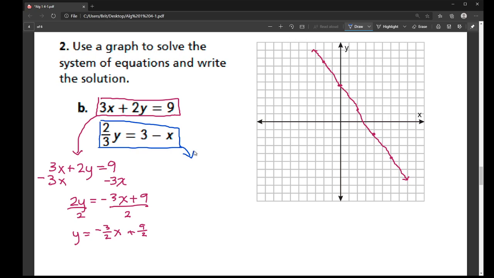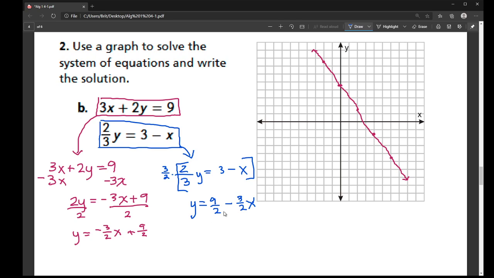So now here, all that we need to do is get rid of that 2/3 that's in front of the y. And remember, to get rid of a fraction, I'm going to multiply both sides of the equation by what's called the reciprocal. So I'm going to flip the fraction upside down and multiply the equation by that. So 3 halves times 2/3 is 1. So I get y equals, now 3 halves times 3 is 9 halves. And then minus 3 halves x.